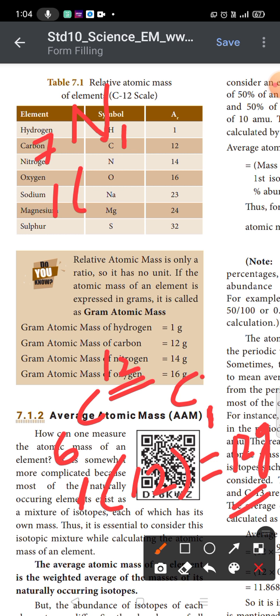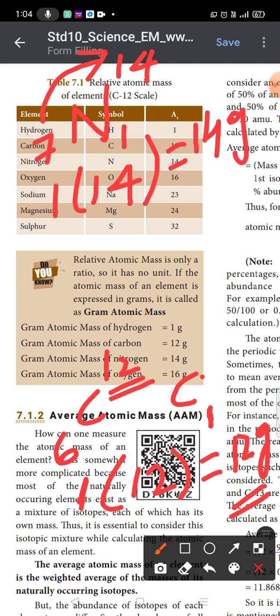So this is an odd number, children, but we cannot add by 1. We should double the value, that's all. Only 14 is the mass number. So 1 into 14 will give 14 gram. This is the gram atomic mass of nitrogen.